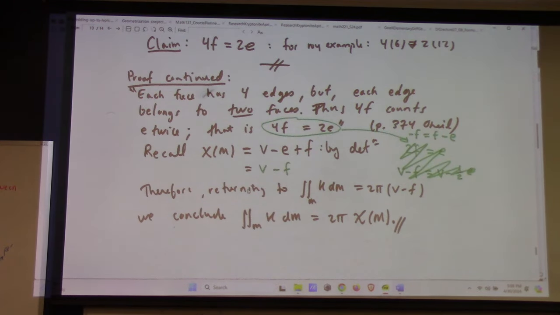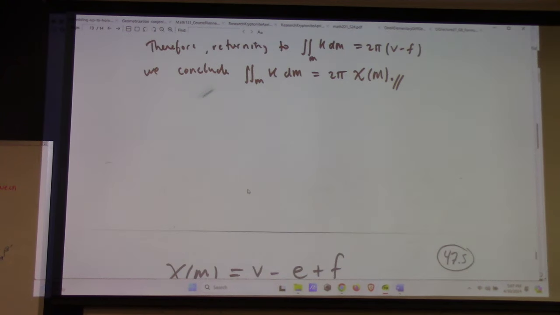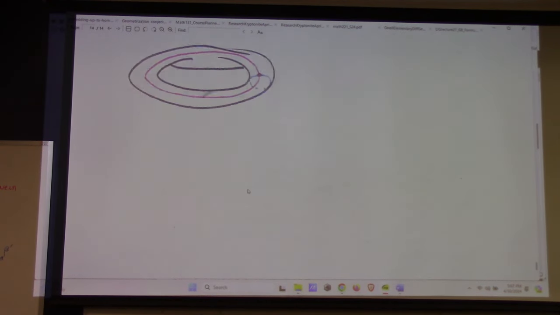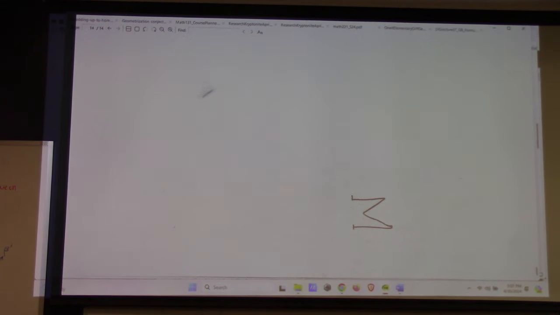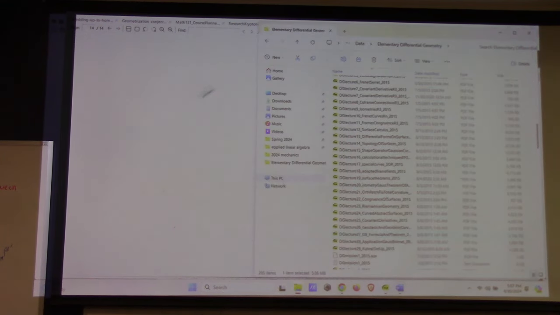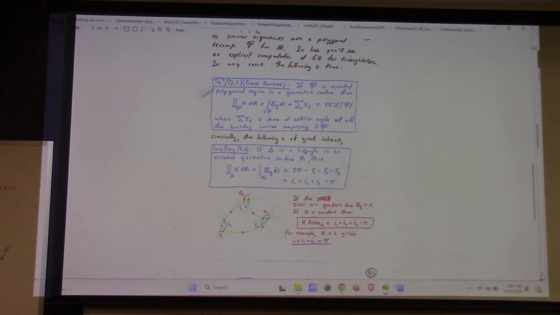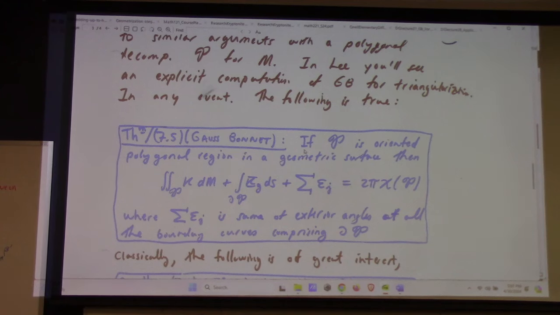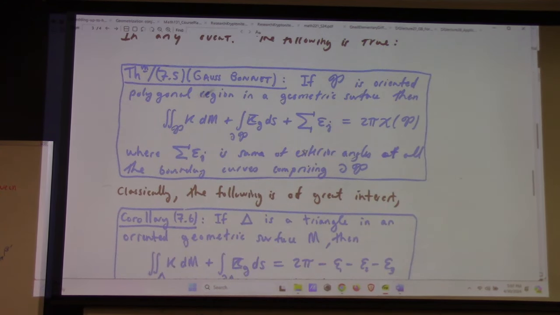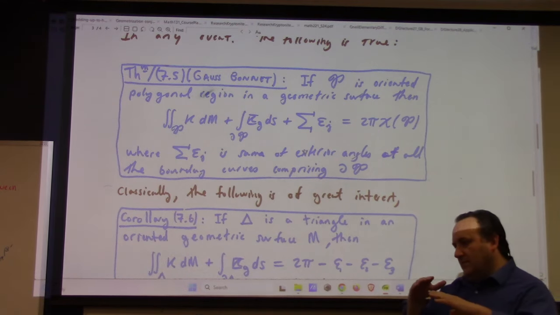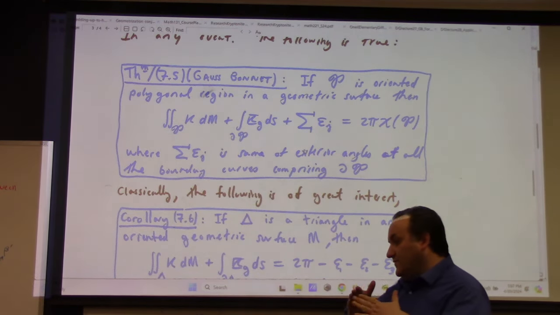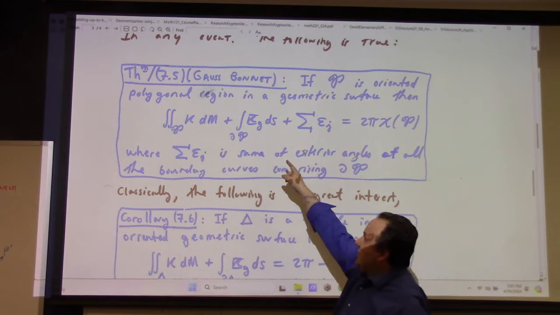And so the proof is very close to what we did. The thing you guys have been waiting to see is right here. This is the Gauss-Bonnet Theorem for an oriented polygonal region in a geometric surface. It becomes more interesting if you have a polygon where all the edges are geodesics. Then the geodesic curvature is 0 on those, and so that term drops out.